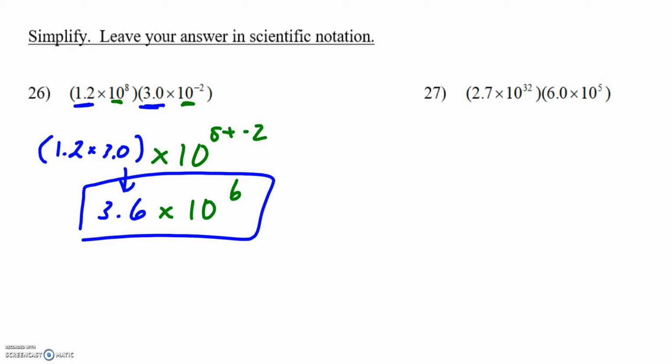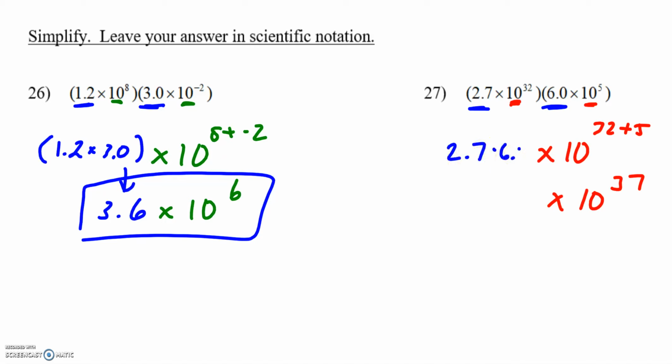Number 27, I notice again I have two parentheses, no powers on the outside. So I am going to add my exponents again on like bases. So we'd have times 10 to the 32 plus 5, so times 10 to the 37th power. Now, because 2.7 and 6.0 are not like bases, we do need to multiply them. If I write that down, 2.7 times 6.0 would get me 16.2.